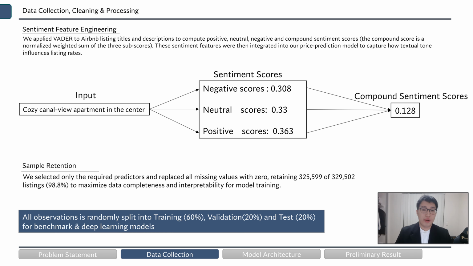Textual tone can carry pricing signals. Think of a cozy canal view apartment versus a budget studio. We ran each title and description through sentiment analysis, extracting negative, neutral, positive, and compound scores.